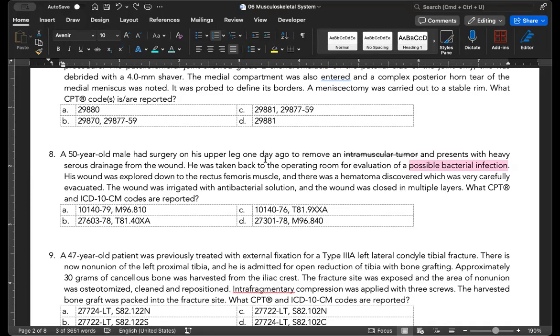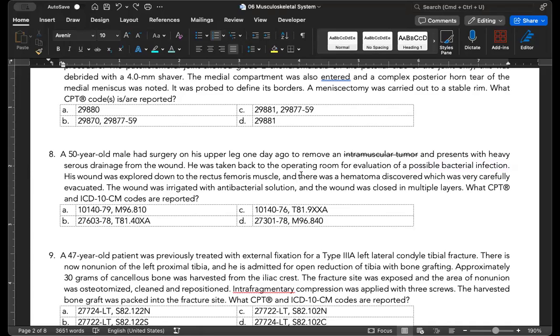So Tiffany, you would look at the word "possible" in order to generate the ICD-10 code. The main term that we're going to look up in the alphabetic index is "complication."